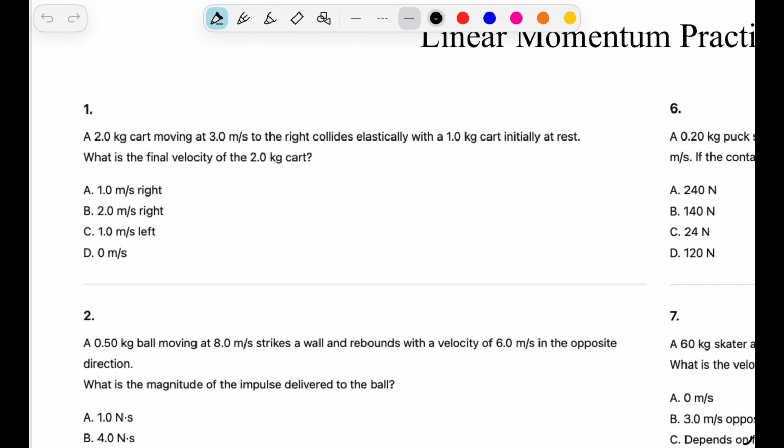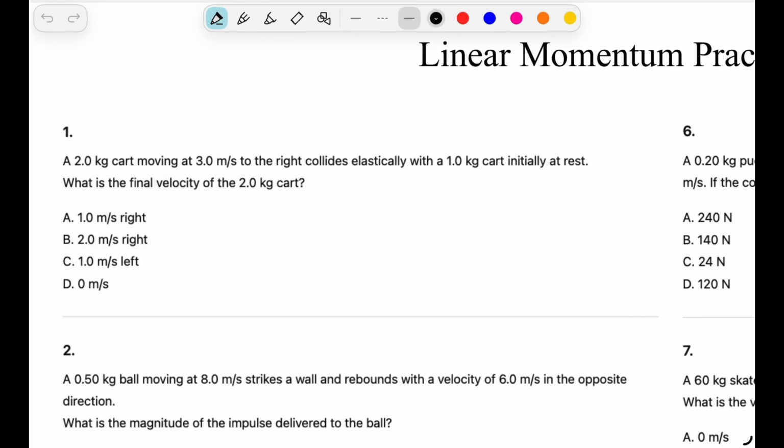In this video, we're going to be doing some linear momentum practice. Linear momentum, or momentum, is when you have mass in motion. So let's start off with our first question.